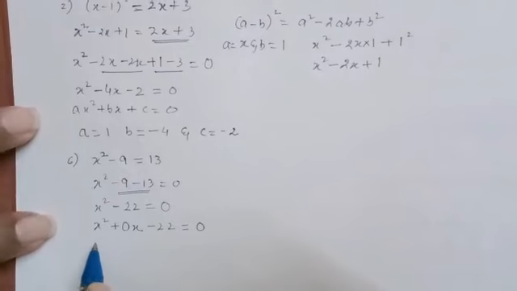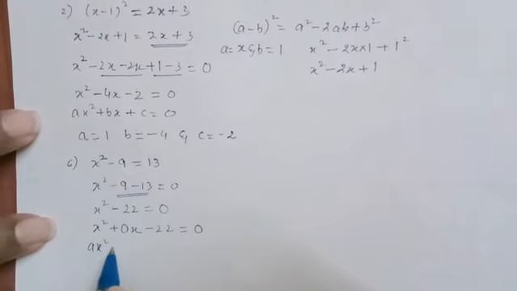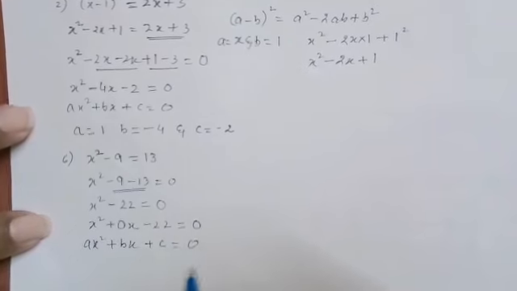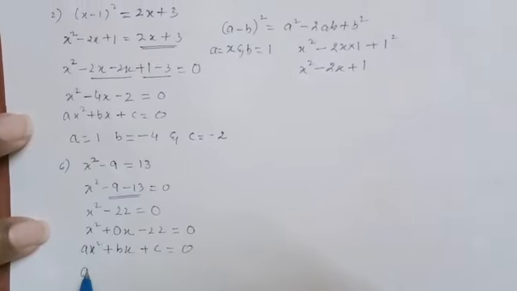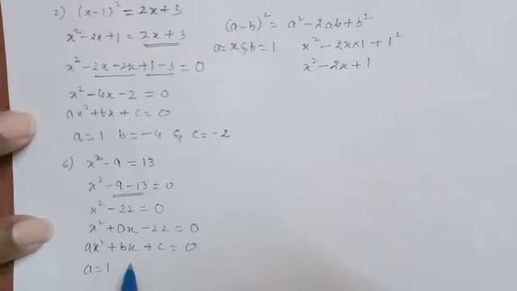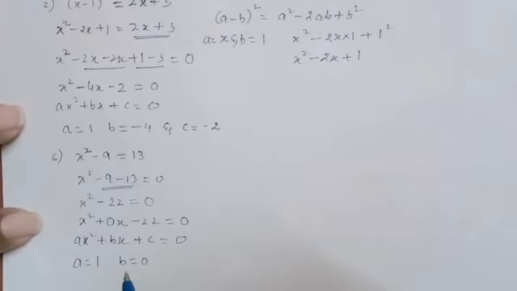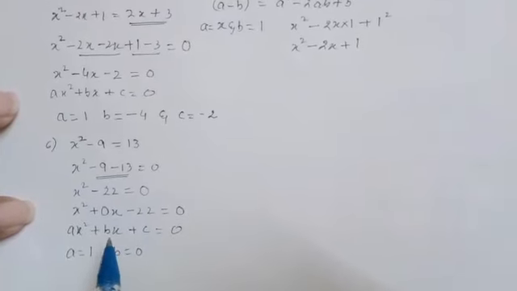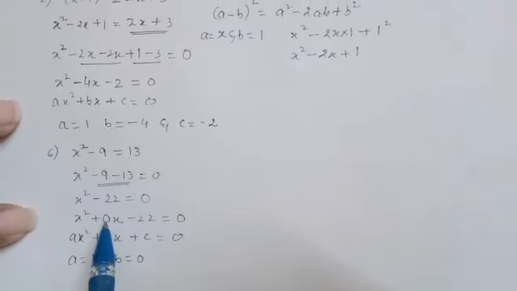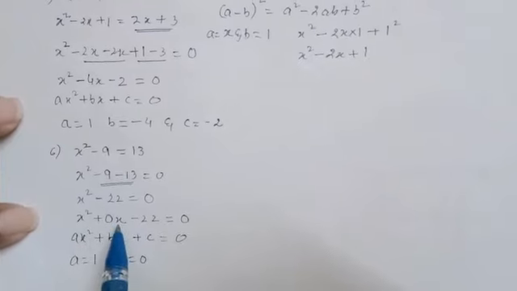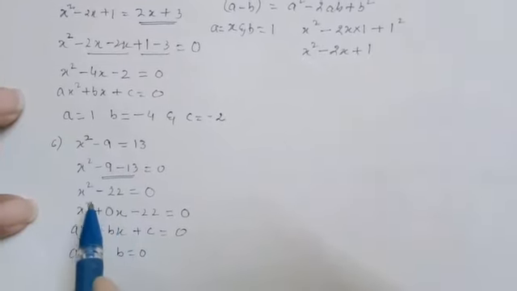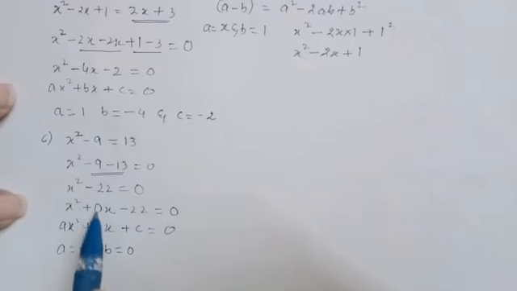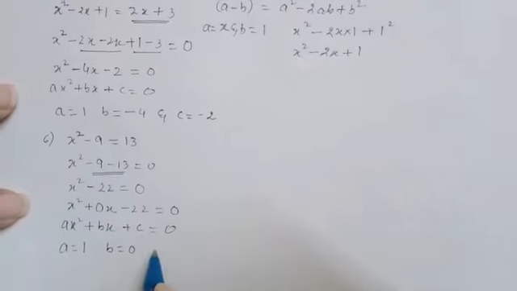Now this if I compare it with ax square plus bx plus c is equal to 0, now we get it as a equals to 1 and b equals to 0. See, there is no x term in this equation, therefore b is equal to 0. That's why I wrote here 0x. 0x means nothing, so here also there is no x term, so it remains the same, but c is equal to minus 22.